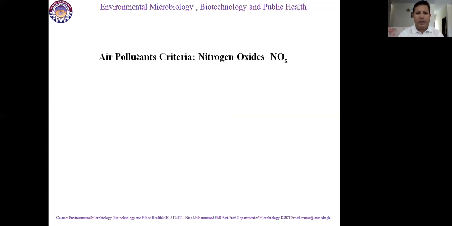So, air pollutant criteria. Today we have to talk about the nitrogen oxides, nitrogenous gases. Nitrogenous gases are also released into the environment and become part of the atmosphere and air. Whenever the concentration of nitrogen gases in the environment exceeds normal levels, it negatively affects human health. If you look at the causes of nitrogen gases in the environment, fuel combustion at high temperature is the main cause of the release of nitrogen gases from different substances to the environment.